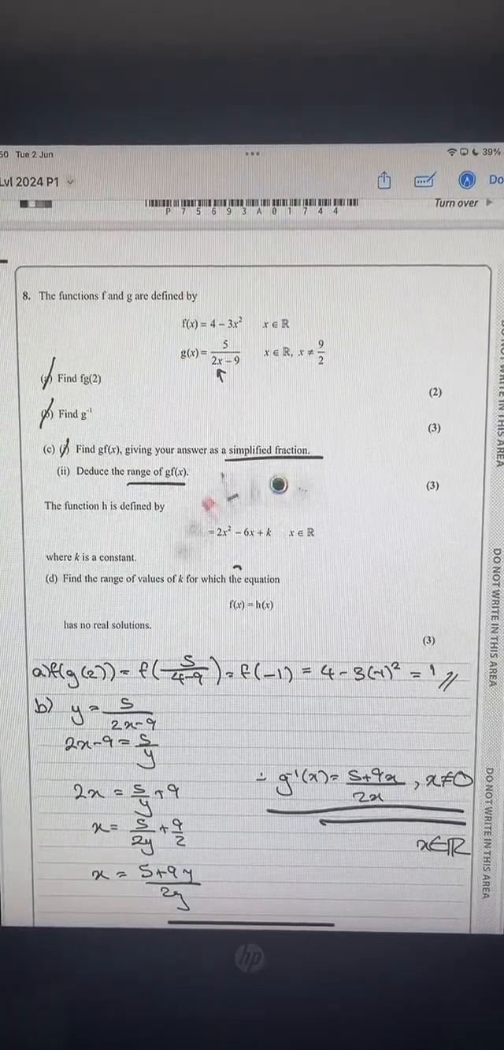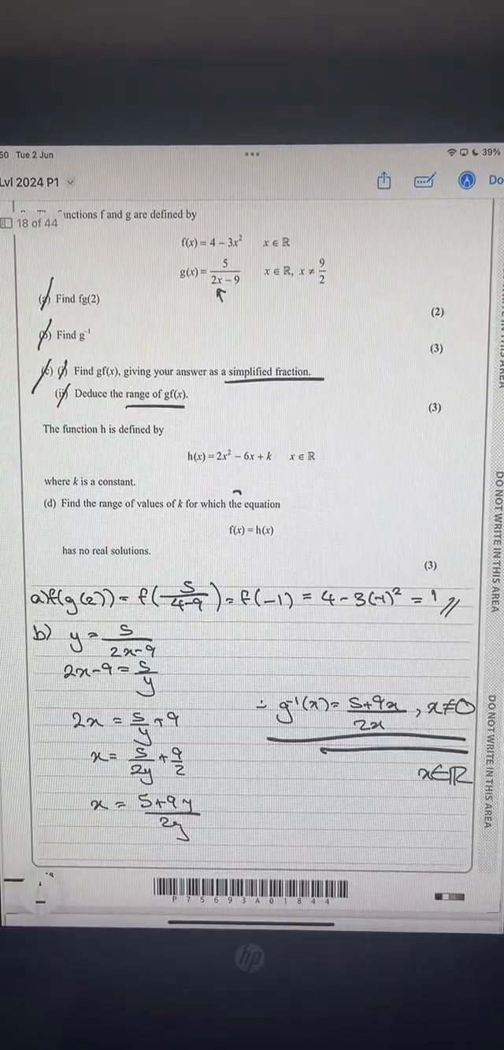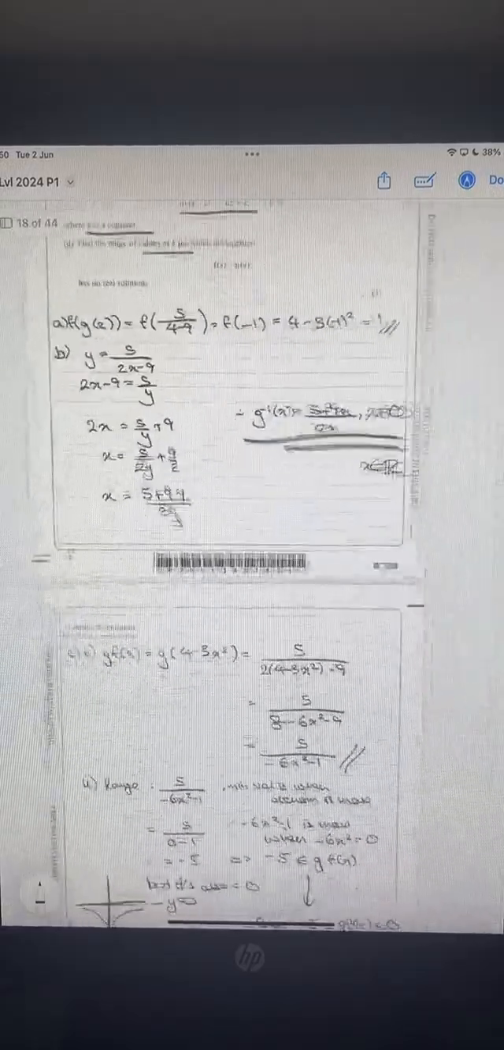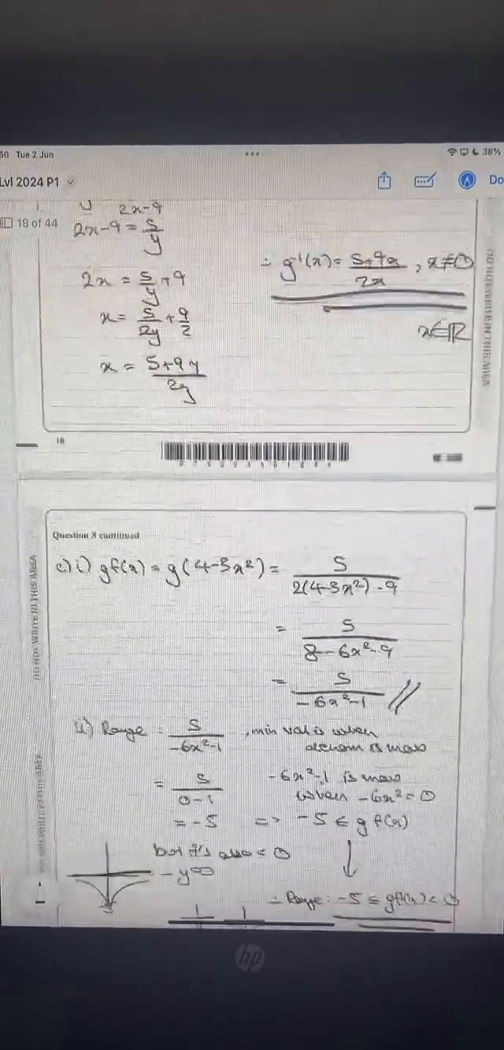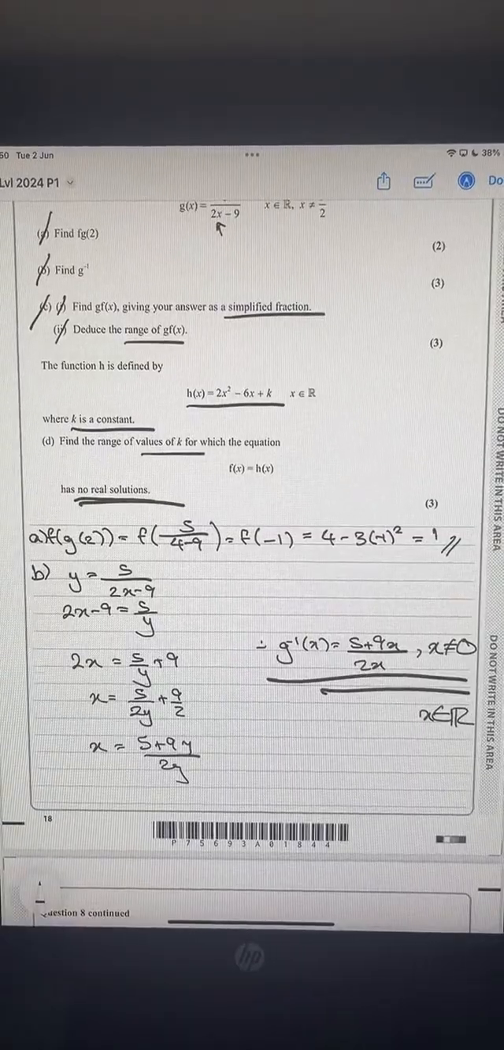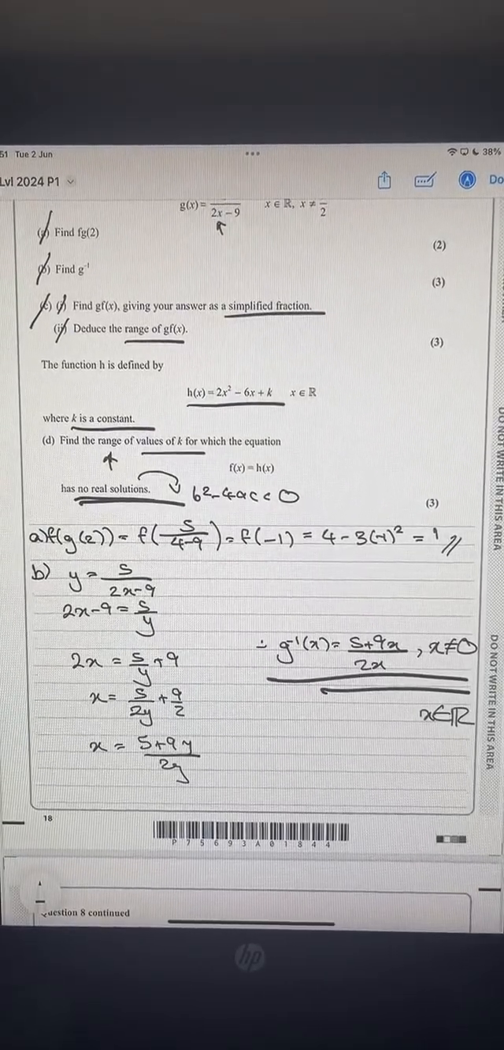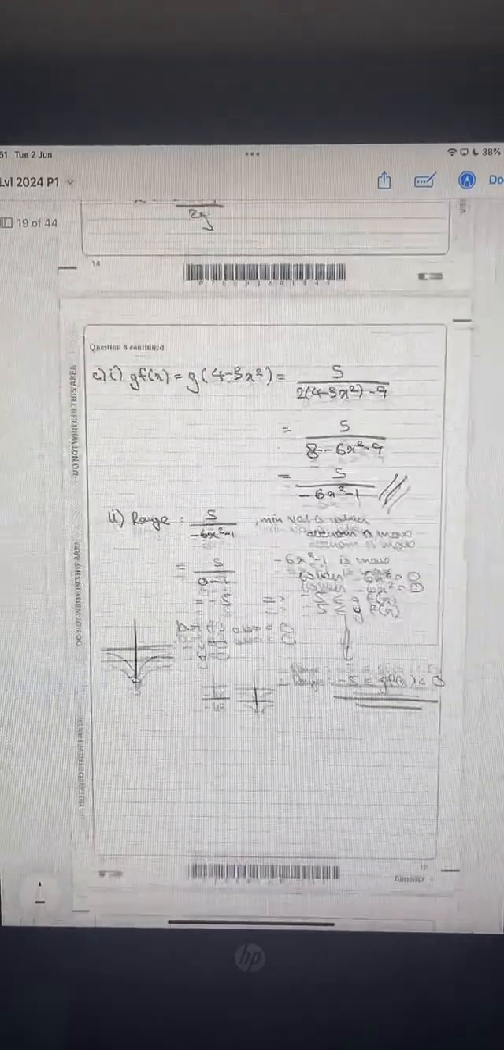This question is still not done. We've got part D. Part D is quite nice in my opinion compared to part C because part D is pretty standard. The function h is defined by this, where k is a constant. All we need to do is find the range of values of k for which the equation h of x is equal to f of x. So all I have to do is equate my equations and solve for k. Oh wait, sorry, I forgot the last part. Has no real solutions. So has no real solutions means your discriminant is going to be less than 0. And you can see that we're happy because it asks for a range, and if we have an inequality sign there in our discriminant, it's going to give us a range.